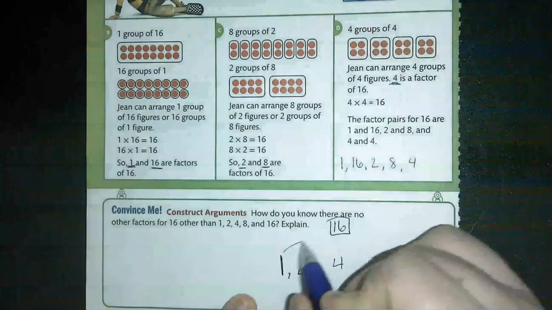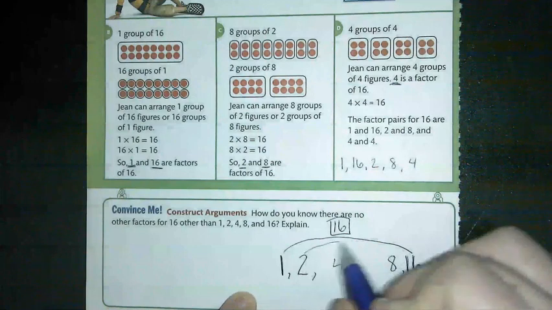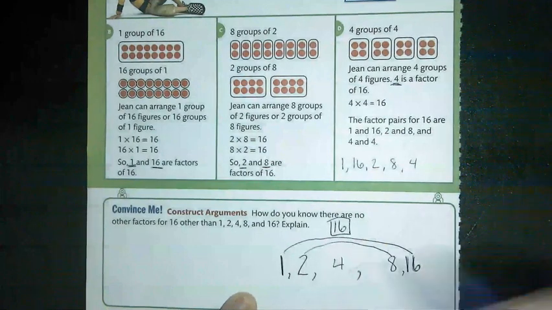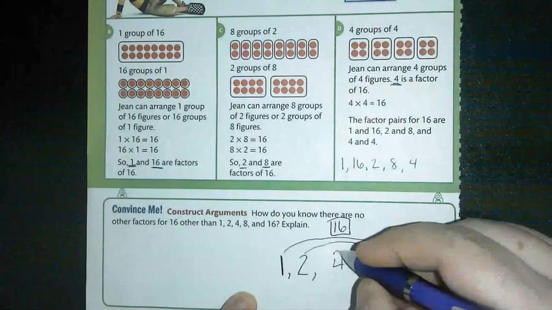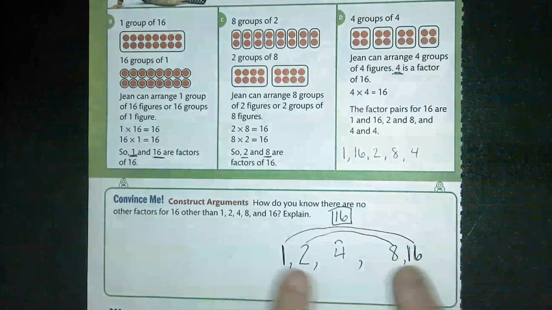1 and 16 can be multiplied together. 2 times 8 can be multiplied together. 4 and 4 can be multiplied. But I don't need to keep going because I already know that my two multiples have met here in the middle. I was going towards the middle as we were multiplying these things together.